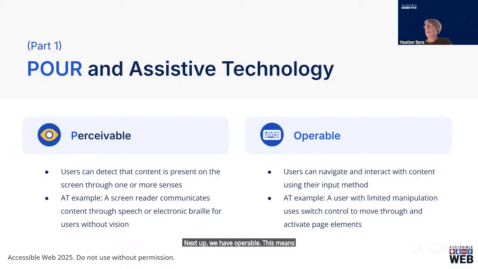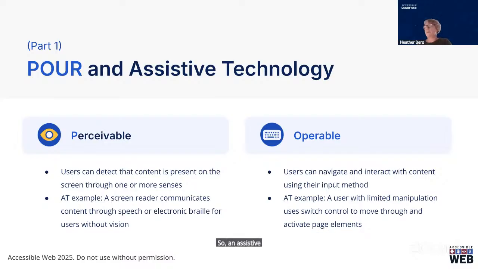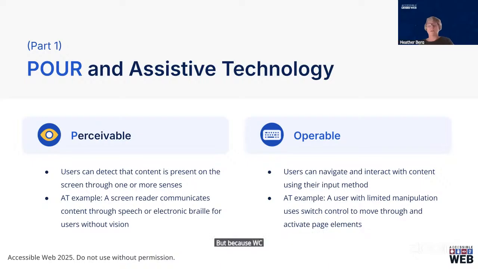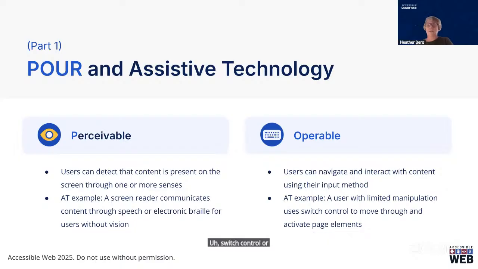This means that users can navigate and interact with content using their preferred input method. So an assistive technology example here might be that a user with limited manipulation uses switch control to move through and activate elements on a page. Right, so someone maybe is not using a conventional keyboard or a mouse pointing device, but because WCAG is in place, the content is keyboard navigable, and then they are able to use their switch control or alternate input device to in turn reach all areas of the content.